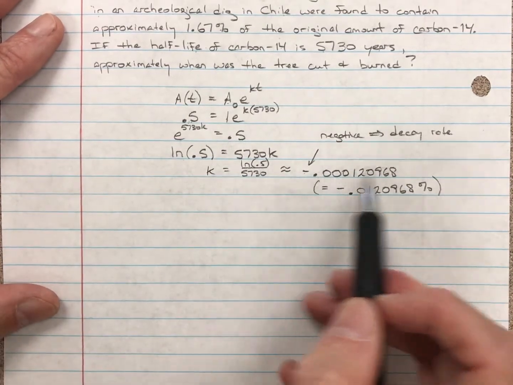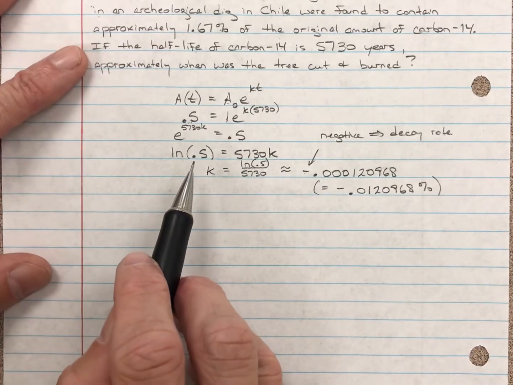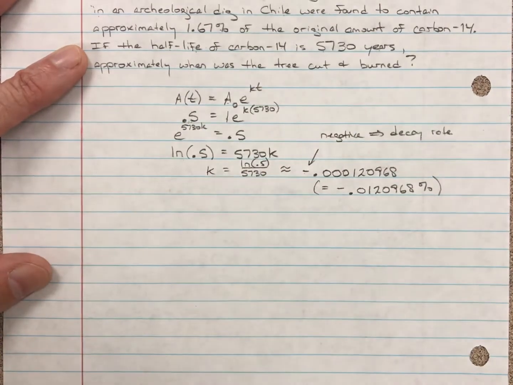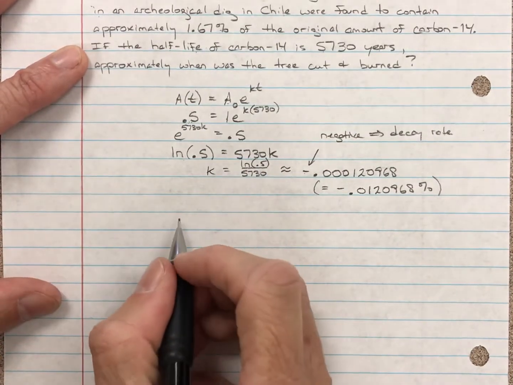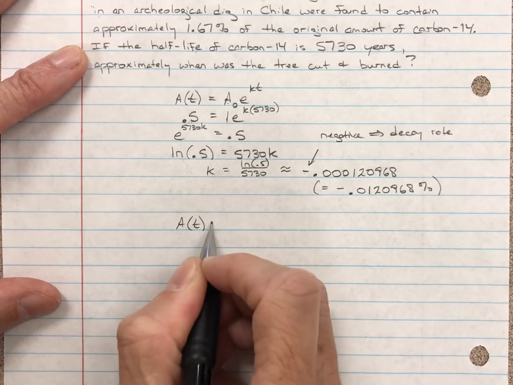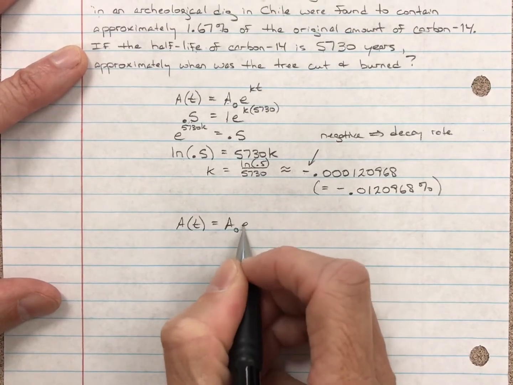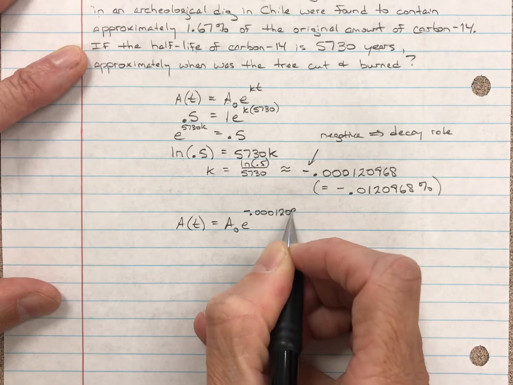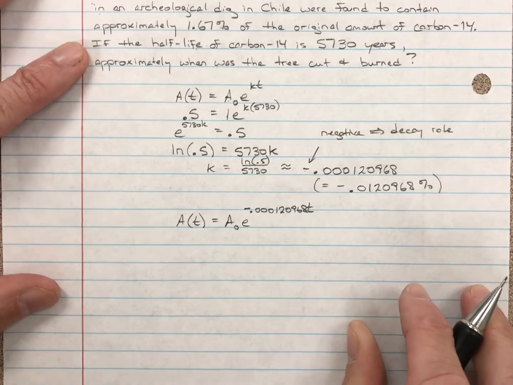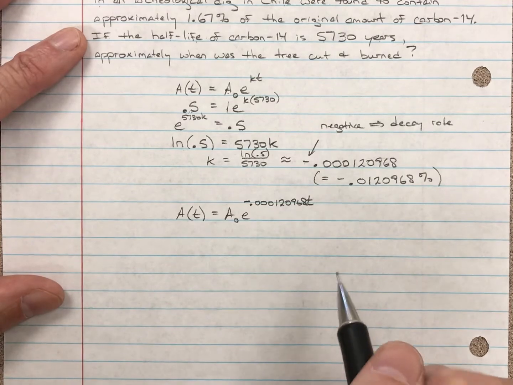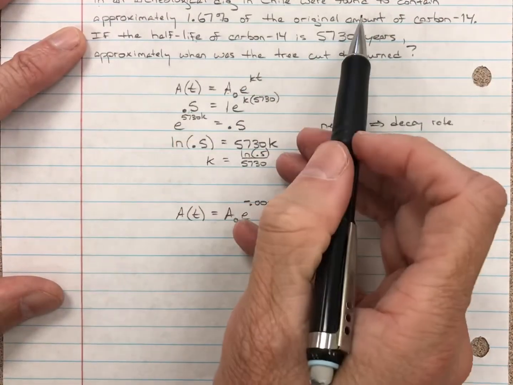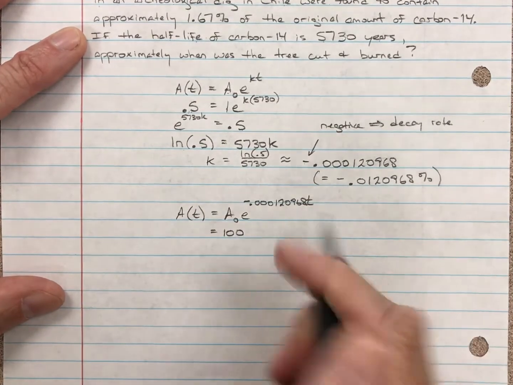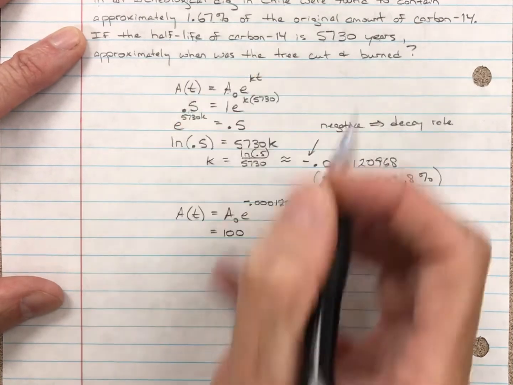That's quite a long decimal here. So, this stuff was found to contain approximately 1.67% of the original amount. So now we know A of T is equal to the original amount times e to the negative 0.000120968 times t. There's my formula, there's my function. We had this much of the original, so let's say the original amount was 100. What we had left was 1.67.